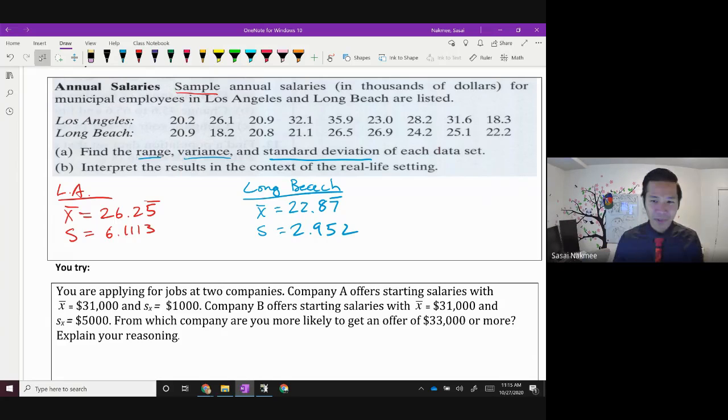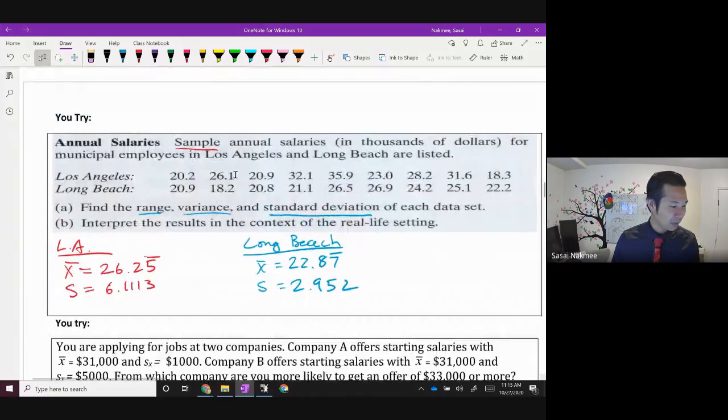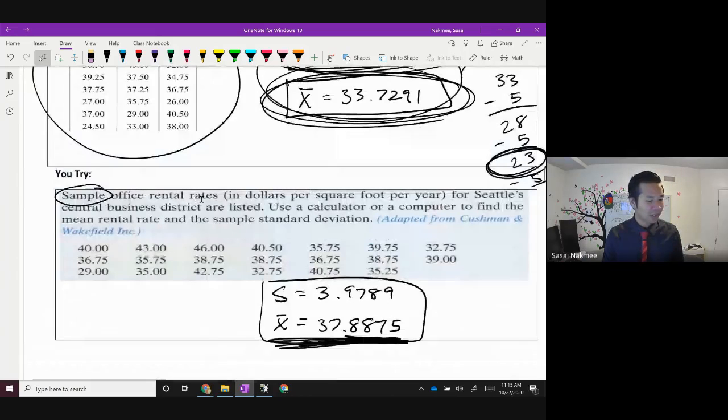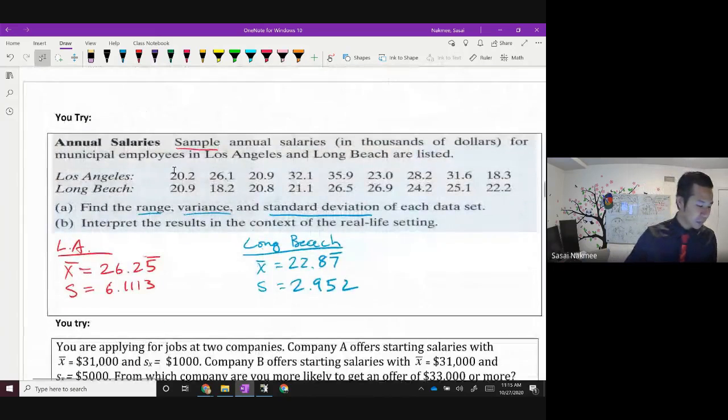All right. So after that, what we've done was those two warm-up problems. Those two warm-up problems, by the way, was actually your notes problem. So if you want to go into your 2.4 notes right now and continue where we left off. We finished off last time over here where we did the office rental rates. We're now into here with the annual salaries.